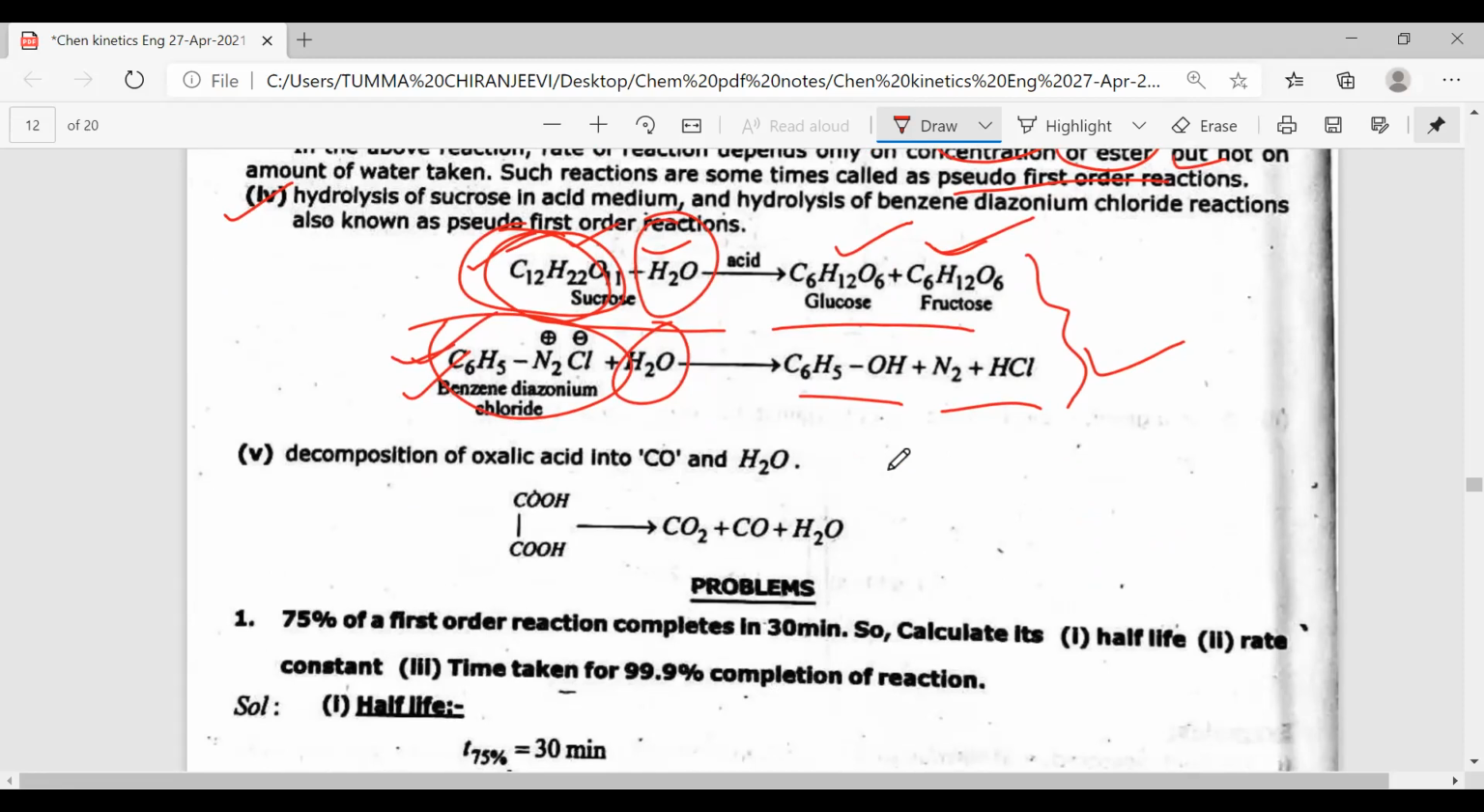And the next one is the decomposition of oxalic acid into carbon monoxide and water. The decomposition of oxalic acid gives carbon dioxide, carbon monoxide and water. In this reaction, the rate of the reaction also depends only upon the concentration of the oxalic acid.